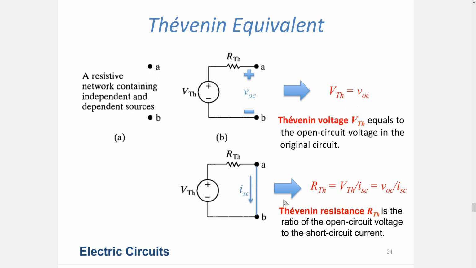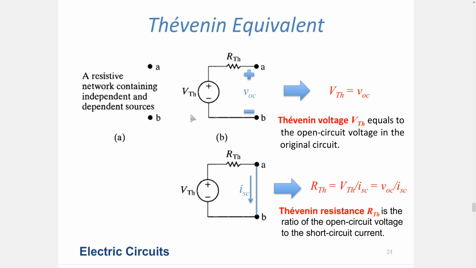Their ratio gives me the equivalent resistance of this complex network. That is, RTH will be equal to VTH over ISC, which is basically the measurement that we have done in the open circuit case. So in practice, it's very easy because you use a voltmeter to measure the open circuit voltage, and then you use an ammeter to measure the short circuit current, and you record the values and calculate the equivalent Thevenin resistance.